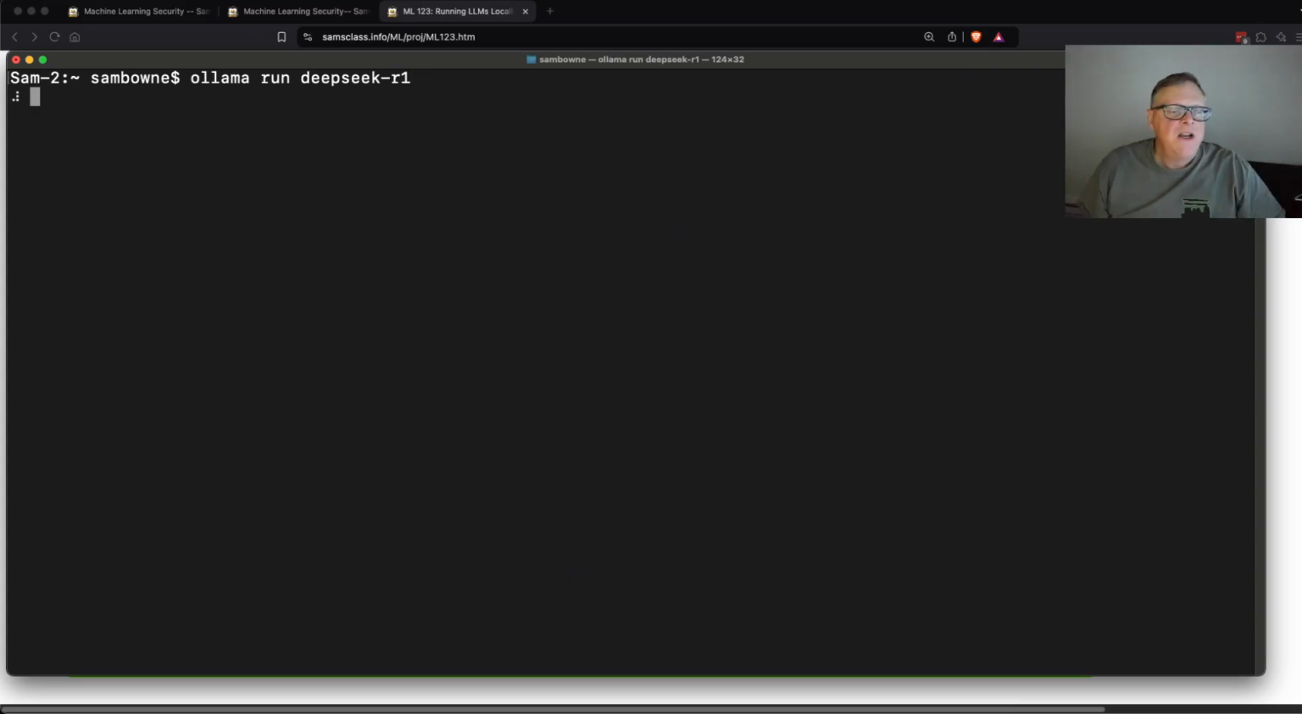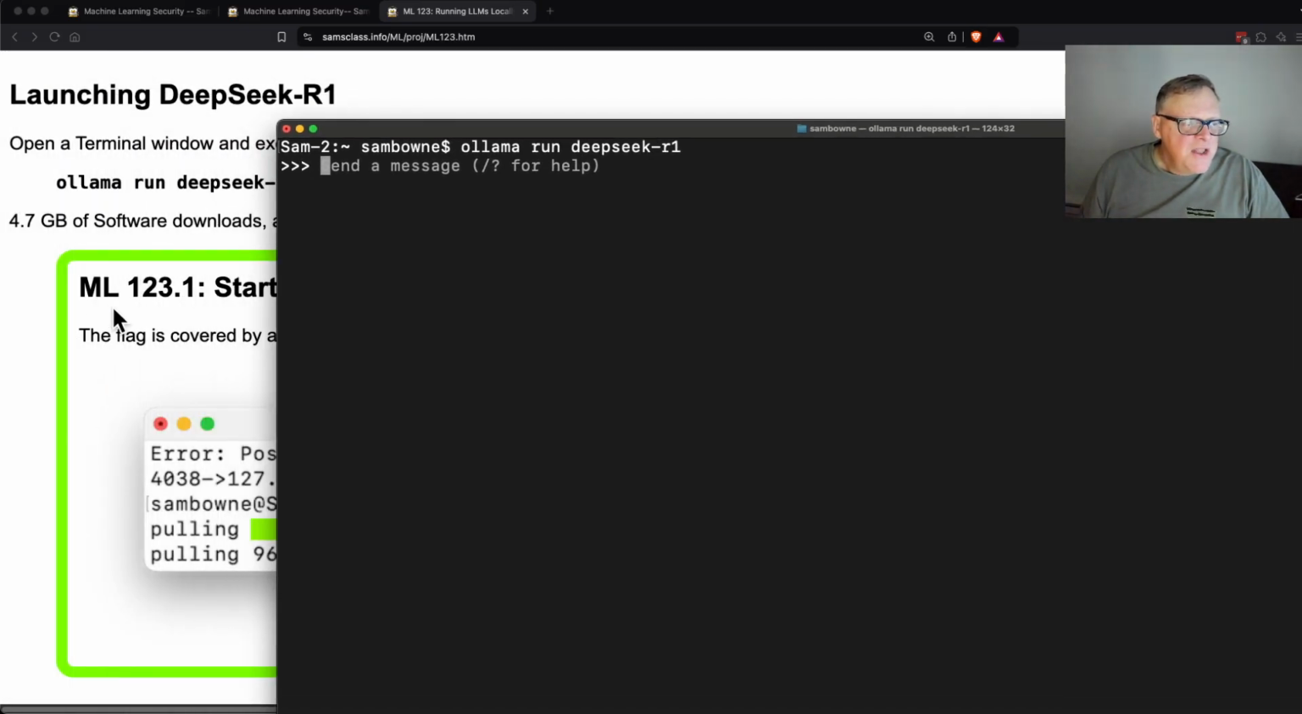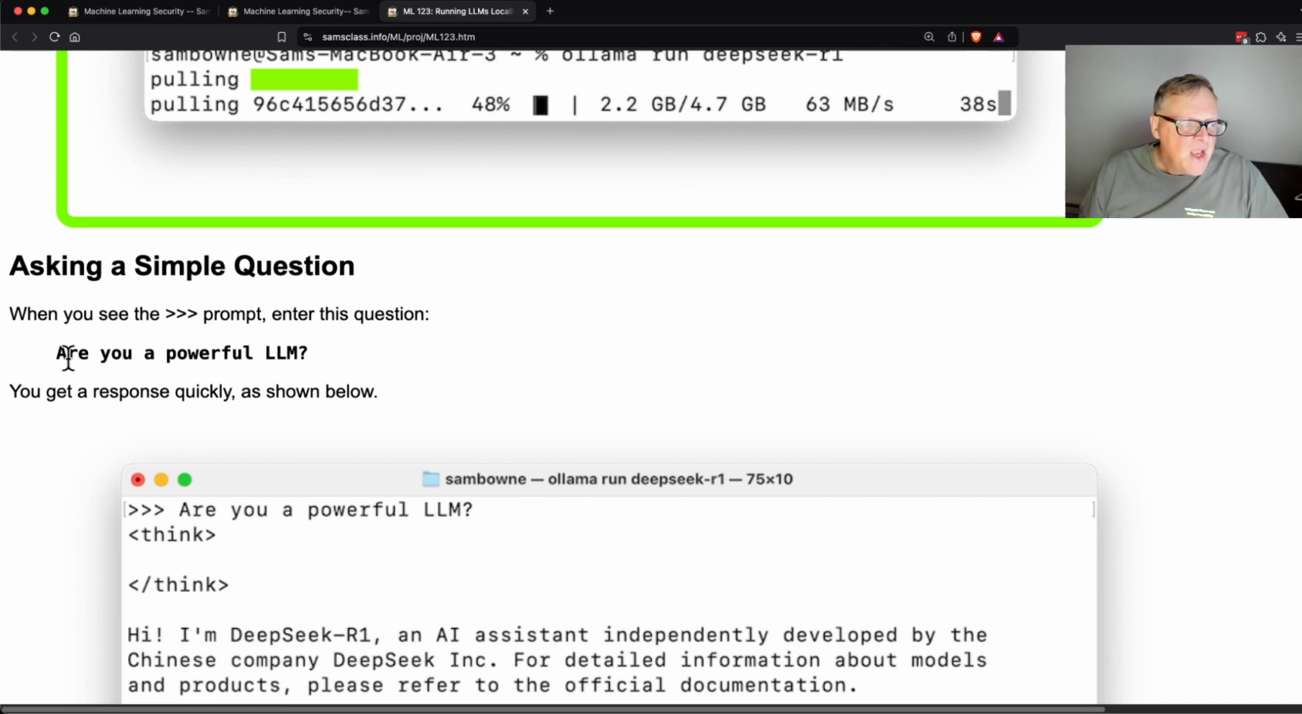So I'm going to run DeepSeek R1. Now, the first time you run it, it's going to have to download the model, but the shrunken version of the model is only 4 gigs. This is not the full model that you'd run in the cloud, but it's a smaller version intended to run on smaller hardware. And now I can send it a question, and there are a variety of interesting questions that tend to confound models here. Like this one here, are you a powerful LLM?